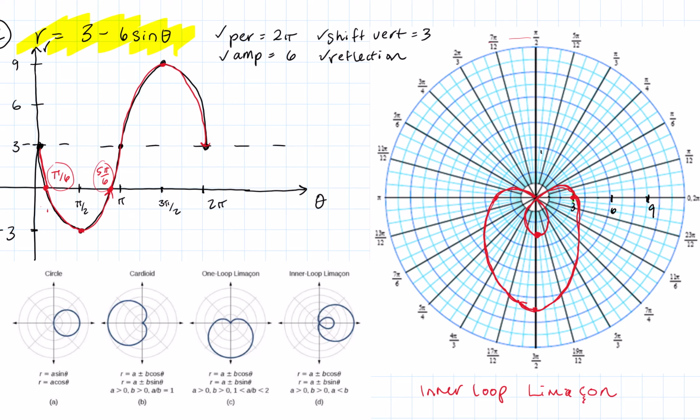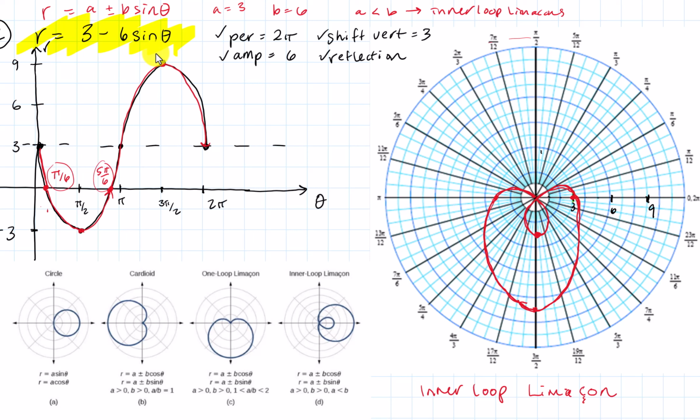This is an inner loop limaçon, because take a look at this. We've got r equals 3 minus 6 sine of theta. So that's r equals a plus or minus b sine of theta. So it fits that pattern. There are a couple different iterations of that pattern. But the inner loop limaçons come when a and b are both greater than 0. And again, the plus or minus is not relevant to b. B is the magnitude that we're looking at right here. So a is, in this case, 3, and b is 6. And if a is less than b, that's what gives us those inner loop limaçons.